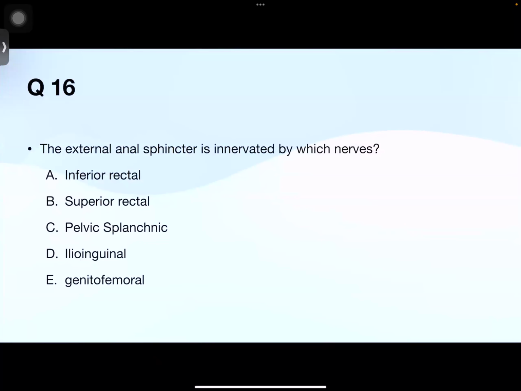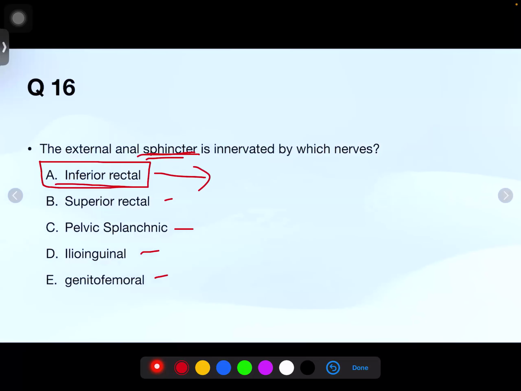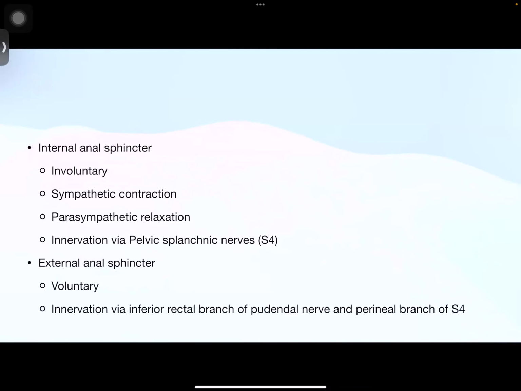The external anal sphincter is innervated by which nerve? Inferior rectal. Superior rectal, pelvic splanchnic, inguinal, genitofemoral, the rest cannot be right. Basically, we have studied that the pudendal nerve supplies both sphincters, the external anal sphincter and the external urethral sphincter. So a pudendal nerve branch would be the answer.